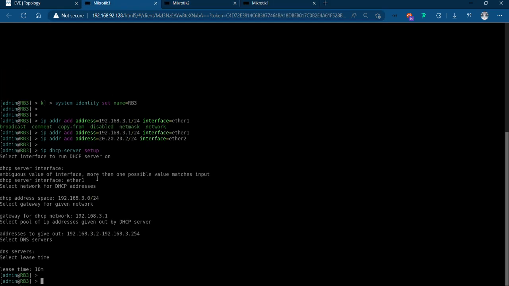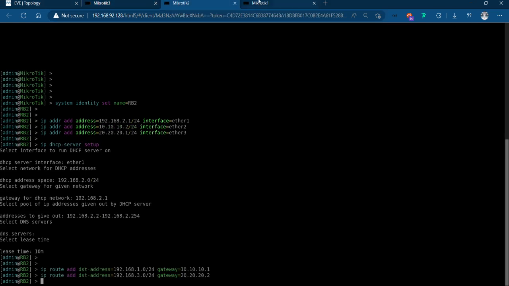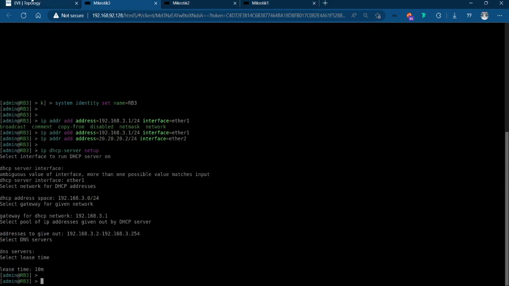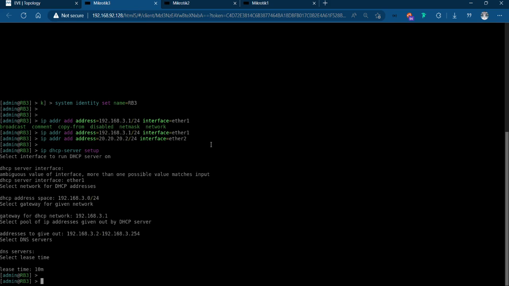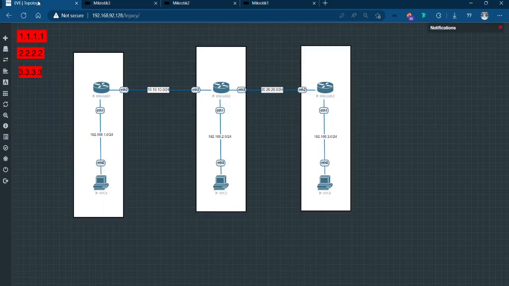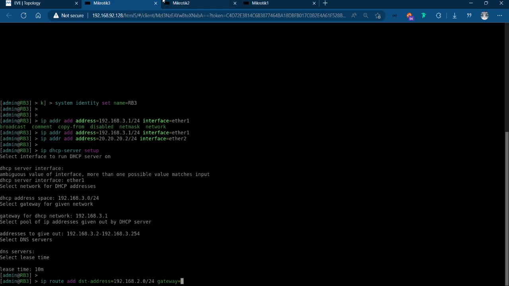Now we are in router number 3. Router number 3 is the same as Mikrotik number 1. They need to route the gateway itself. Now I'm going to add the destination address. We're going to route to the nearest router first, 2.0/24, and for the gateway we use this gateway, which is 20.20.20.1.